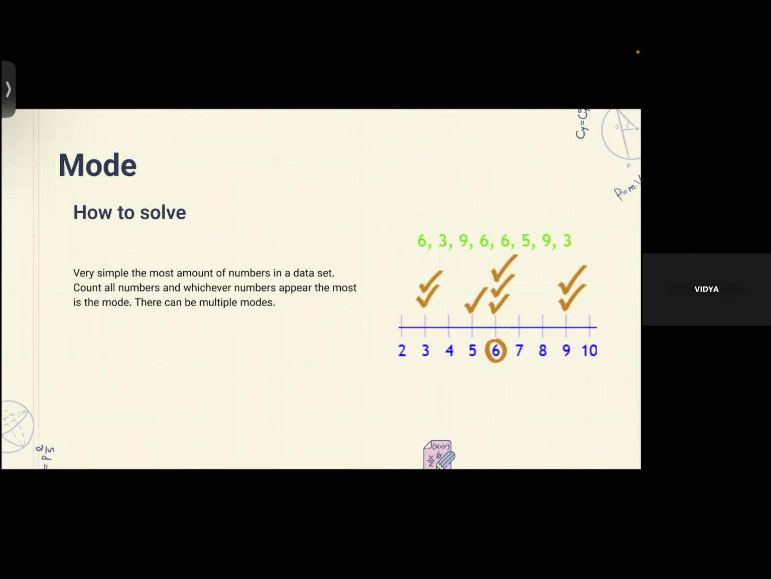Yes, sir. Okay, so that means this chapter will be pretty easy. So mode, all it is is whichever number appears the most amount of times.